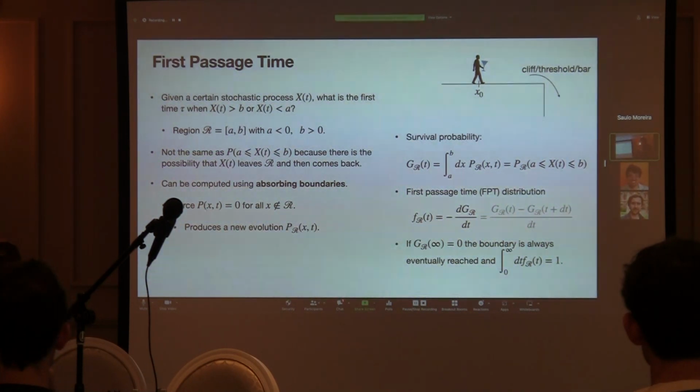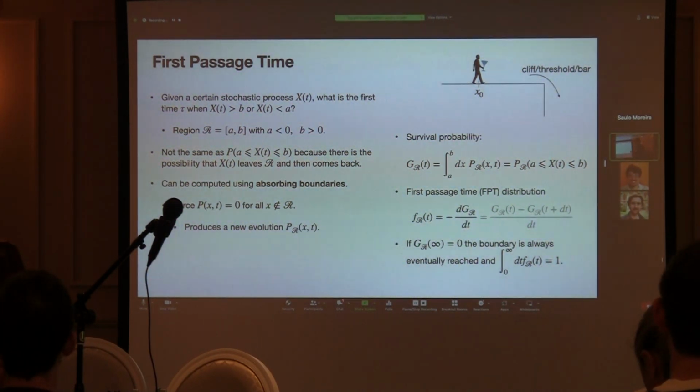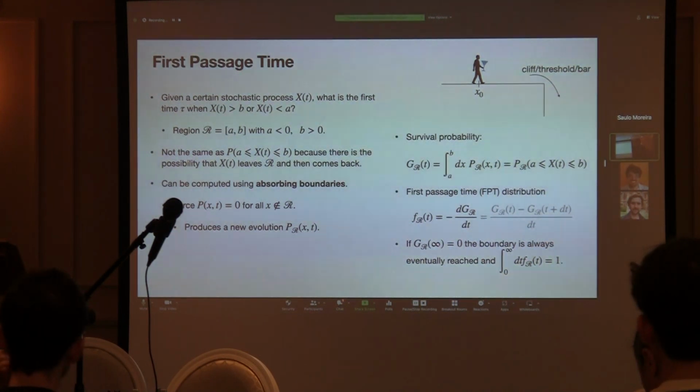Now, you might think that this should be related to the probability of finding X inside the region that you want. But this is actually quite subtle. This object here does not give you any first passage time, because in the past, the system might have left the region and then come back. So this object just tells you the probability that at a given time the system is in that region. It doesn't say anything about whether it left the region before.